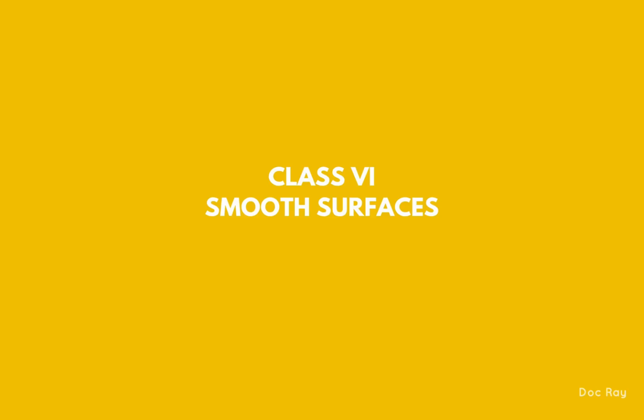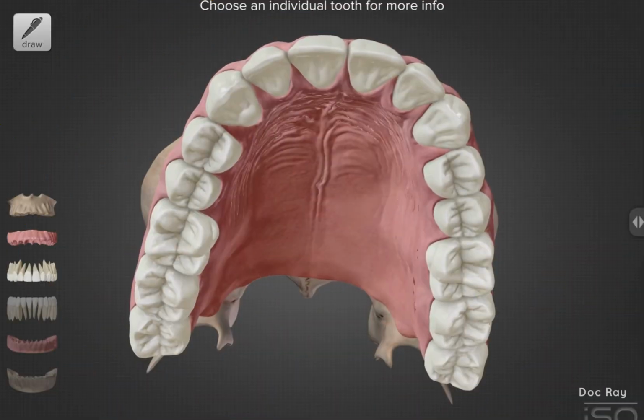Class 6, smooth surfaces. This is the rarest cavity. This can be found on the smooth surfaces of the teeth, typically involving the incisal edges of anterior teeth or the cusps of posterior teeth. Class 6 caries are less common and usually result from wear or developmental defects rather than typical decay. These cavities are located on the flat surfaces where there is less likelihood of food trapping.